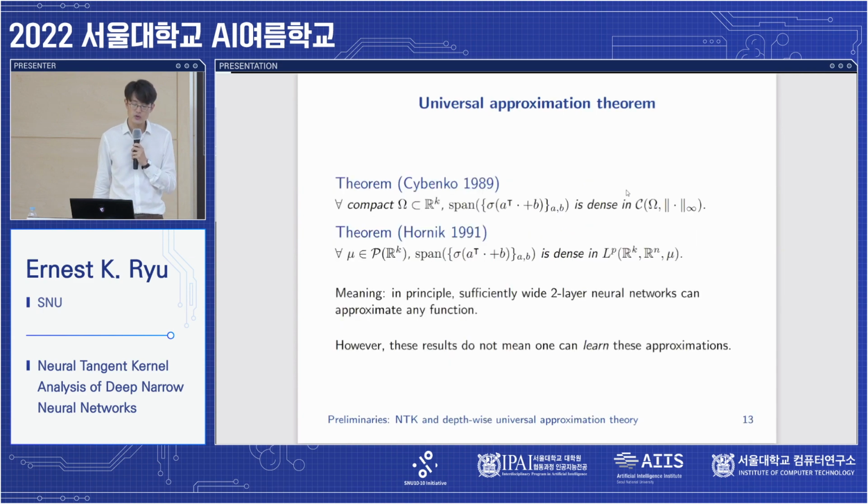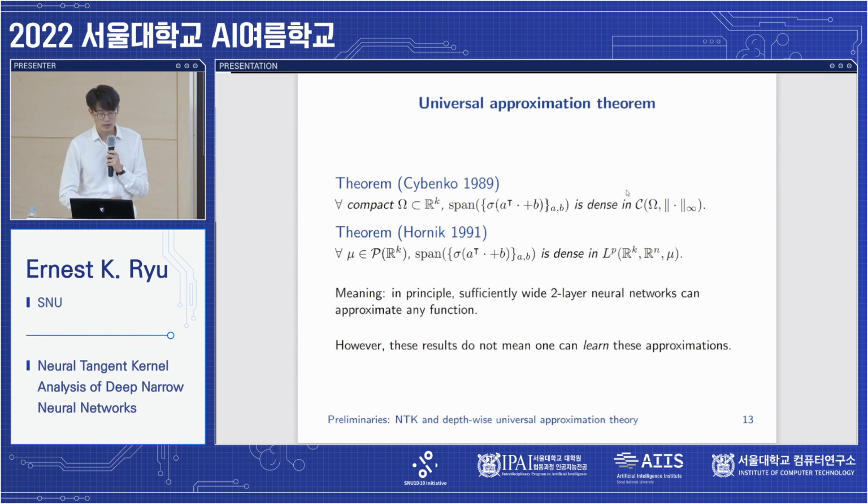And the classical universal approximation theorem by Cybenko in 1989 states that... So here I wrote the universal approximation theorem in a more mathematical language, but what this really means is that a sufficiently wide two-layer neural network can approximate any continuous function. That's what Cybenko is saying.